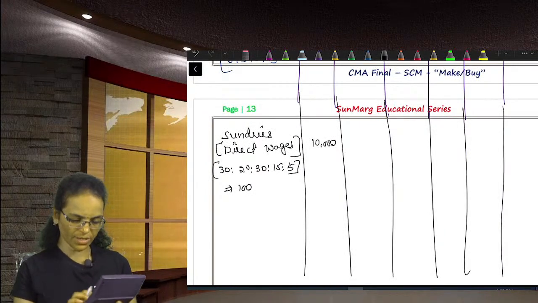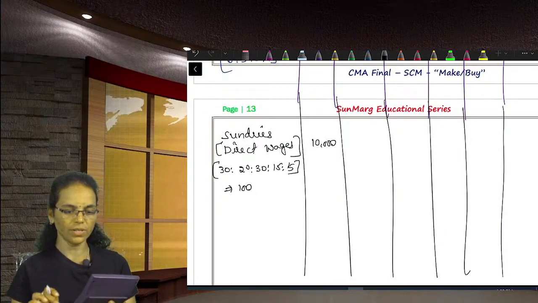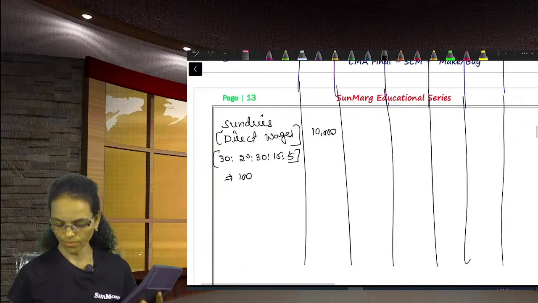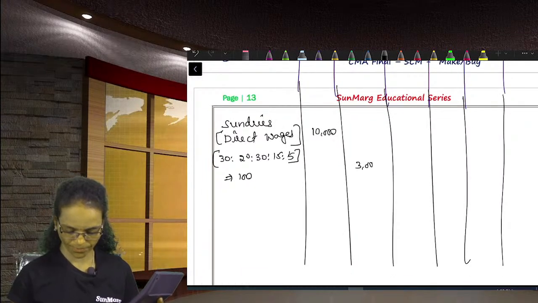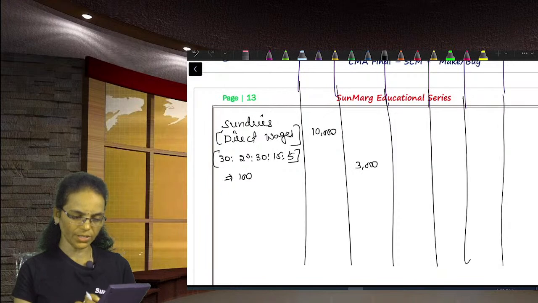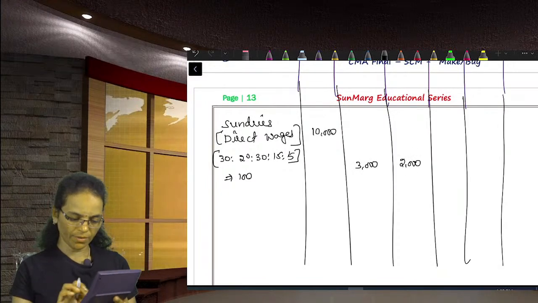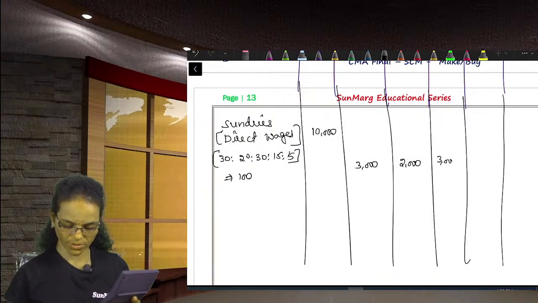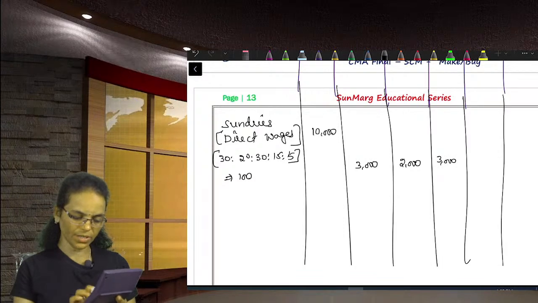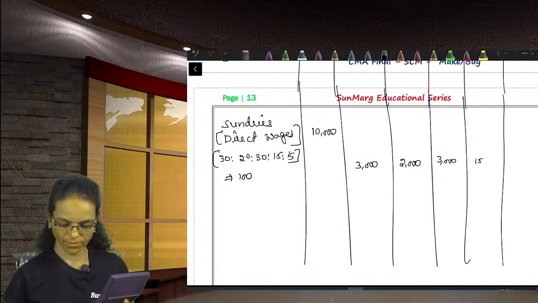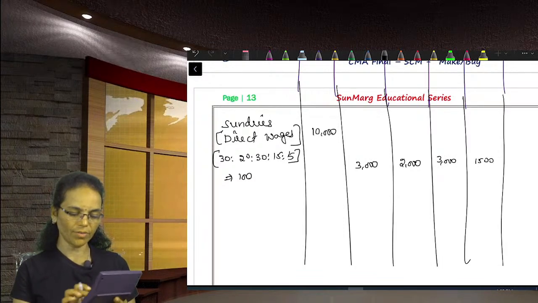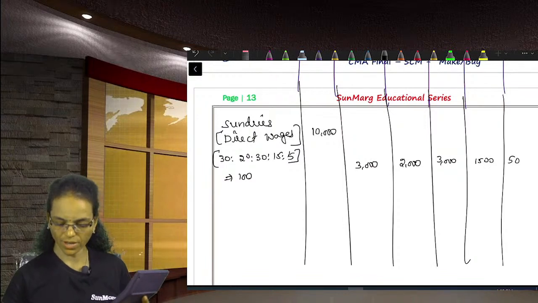30 divided by 100 into 10,000, that is 3,000. Divided by 30 into 20, 2,000. Divided by 20 into 30, 3,000. Divided by 30 into 15, 1,500. Divided by 15 into 5 is 500.